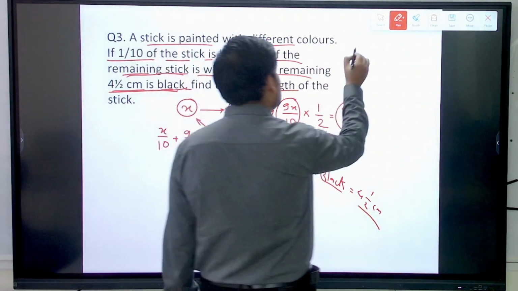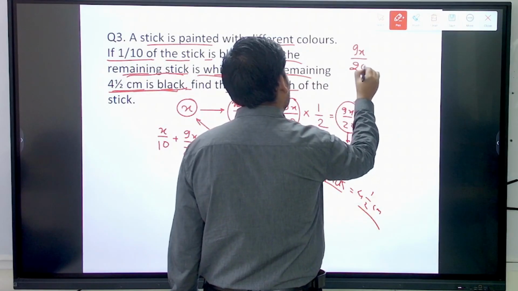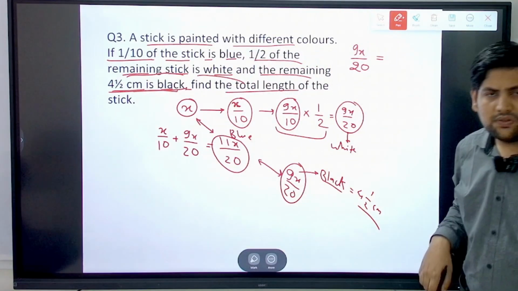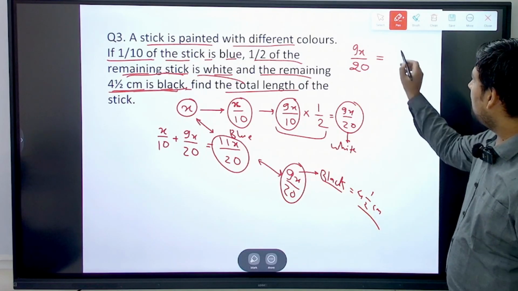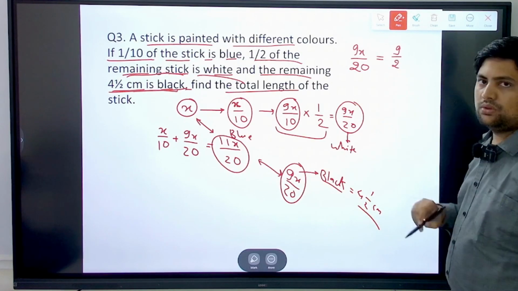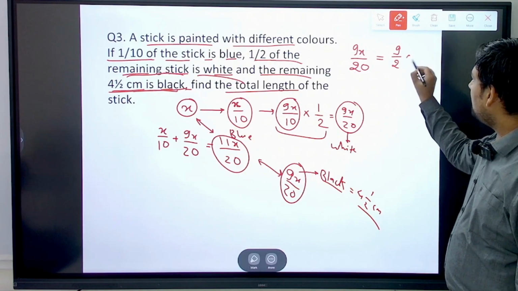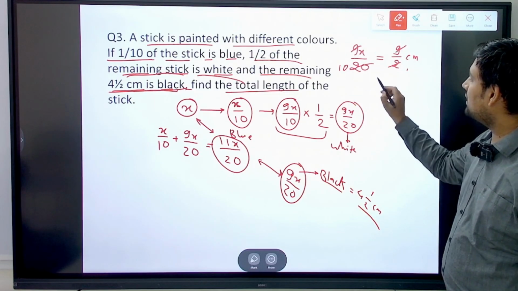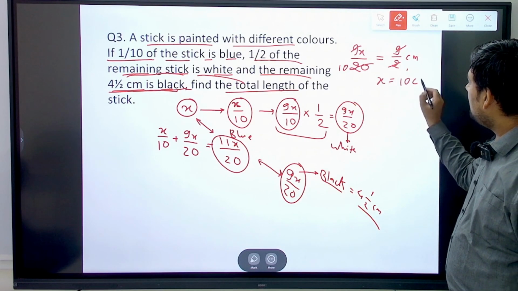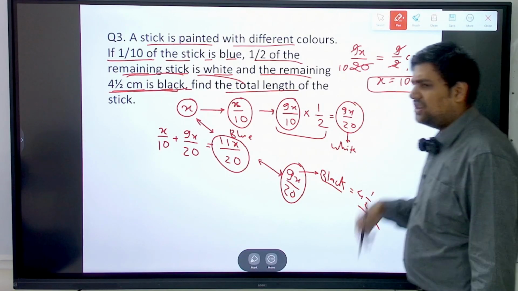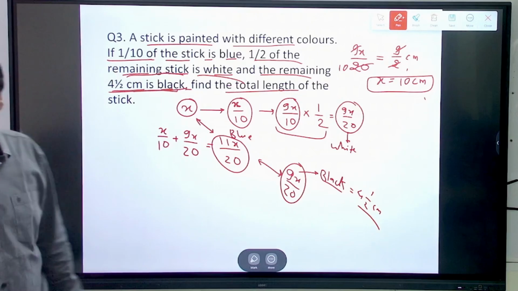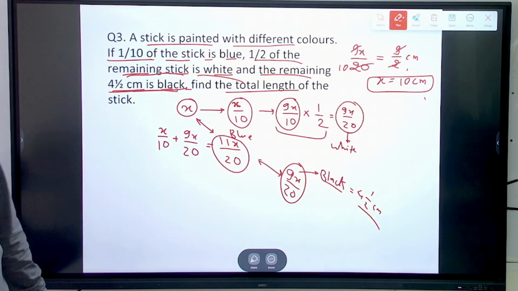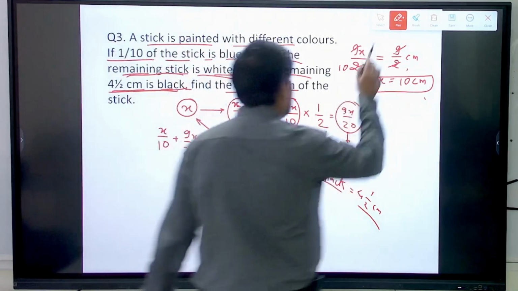So what you can do? Simply 9x by 20 is equal to 4.5. 4.5 means 9 by 2 centimeter. You cancel it out, 9 and 9 also you can cancel out. x becomes equal to 10 centimeter. This is what you needed to find, the length of the stick. The length of the stick was 10 centimeters. Understood? Simple? Okay.